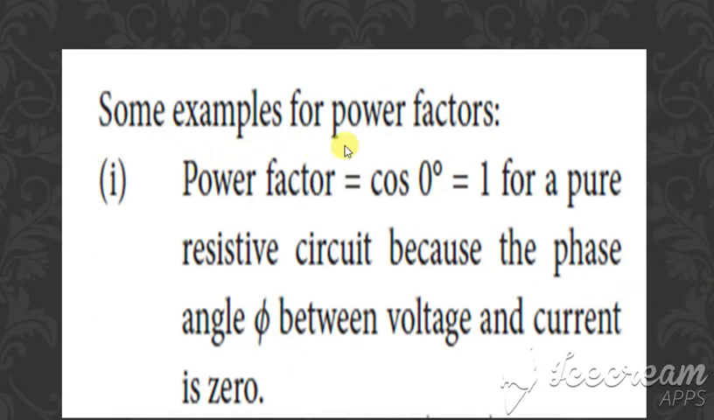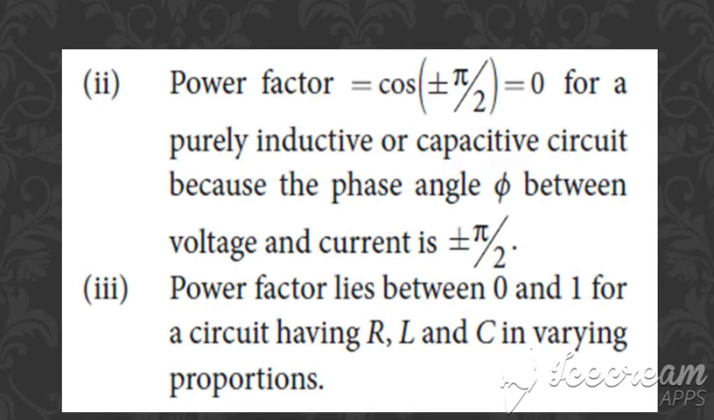Clear? Now we have a few examples for power factor. If phi is 0, the power factor becomes 1, because cos 0 is equal to 1. This is for a pure resistive circuit, because the angle phi between the voltage and the current is 0. Then the power factor is equal to cos pi by 2, and cos pi by 2 is 0. This is for inductive and capacitive circuits, because only for them phi is equal to pi by 2.